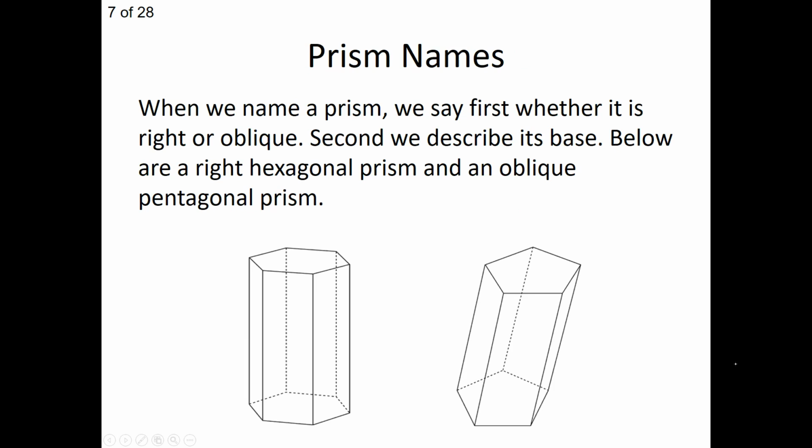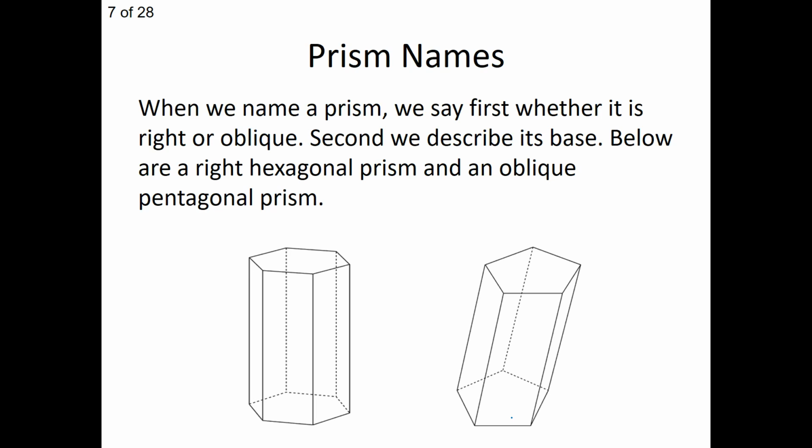Now, how we give prisms names is based on their bases. The very first adjective you want to apply to a prism is either right or oblique. So down below, the first prism we see is a right prism. The second one is an oblique prism, but we also insert a second adjective to describe the shape of the base. For example, the base in the first is a hexagon. So to name that one, we would say that's a right hexagonal prism. Hexagonal is another adjective we use for that prism.